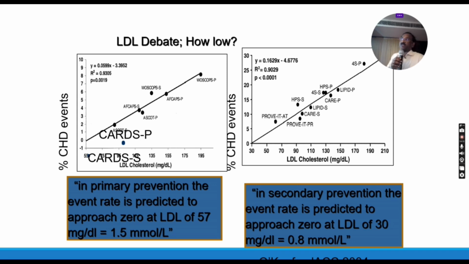So for primary prevention, don't be happy with an LDL of 80 or 90. Your goal, around 57, maybe less than 70, must be your goal for primary prevention. Whereas for secondary prevention, it should be around 30.